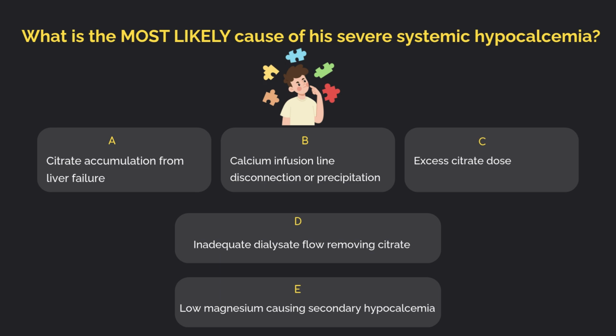Option C, excessive citrate dose, that would lower both systemic and post-filter ionized calcium, which doesn't match our data here. Option D, inadequate dialysate flow removing citrate, that would actually raise citrate levels and alter post-filter calcium, again not consistent here. Option E, low magnesium causing secondary hypocalcemia, possible but it doesn't explain the acute and isolated drop in systemic calcium with normal post-filter levels. So we will need to decide which option best fits the pattern. We will reveal that in the next slide.